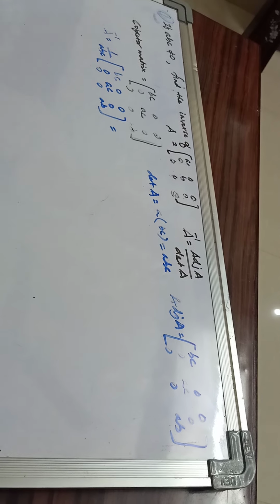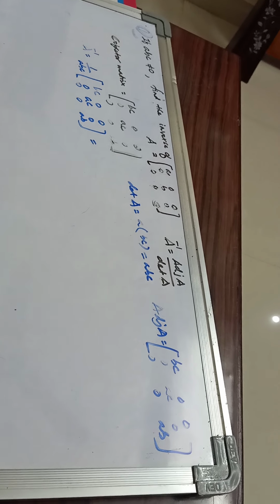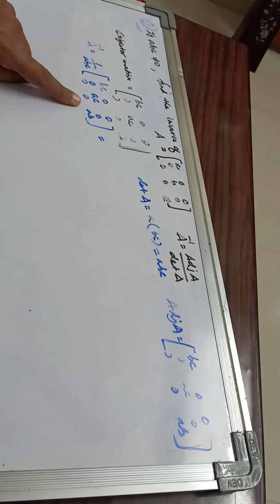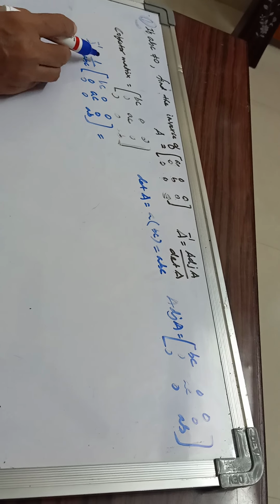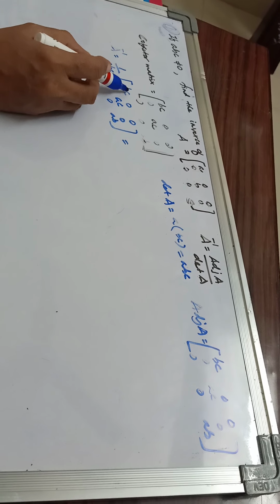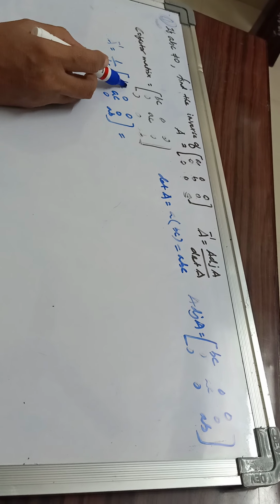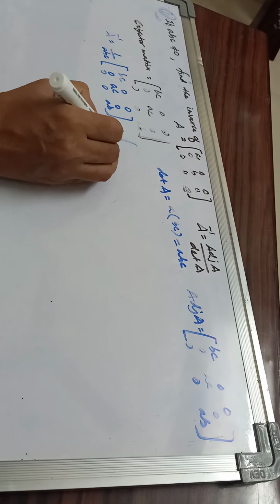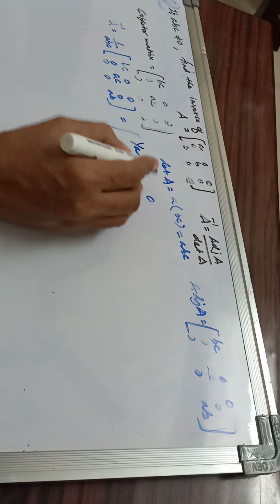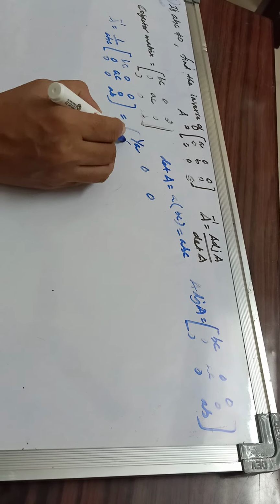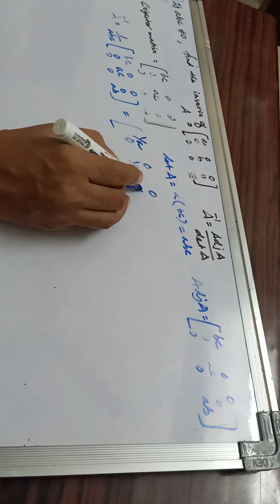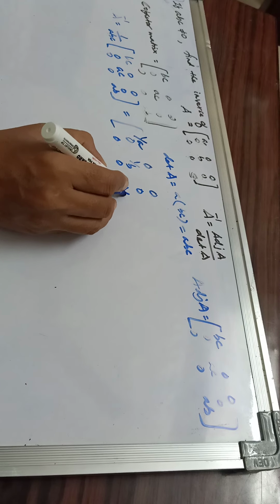Multiply every element with 1 by ABC. 1 by ABC is a scalar. Multiplication of a matrix with a scalar means multiplying every element of the matrix with the scalar. If you multiply the element BC with this scalar, BC and BC will get cancelled, only 1 by A will remain. So the first element is 1 by A. Something into 0 is 0, this is also 0. Something into 0 is 0. Here AC will get cancelled, 1 by B will remain. This is 0, this is 0, 0, 1 by C.